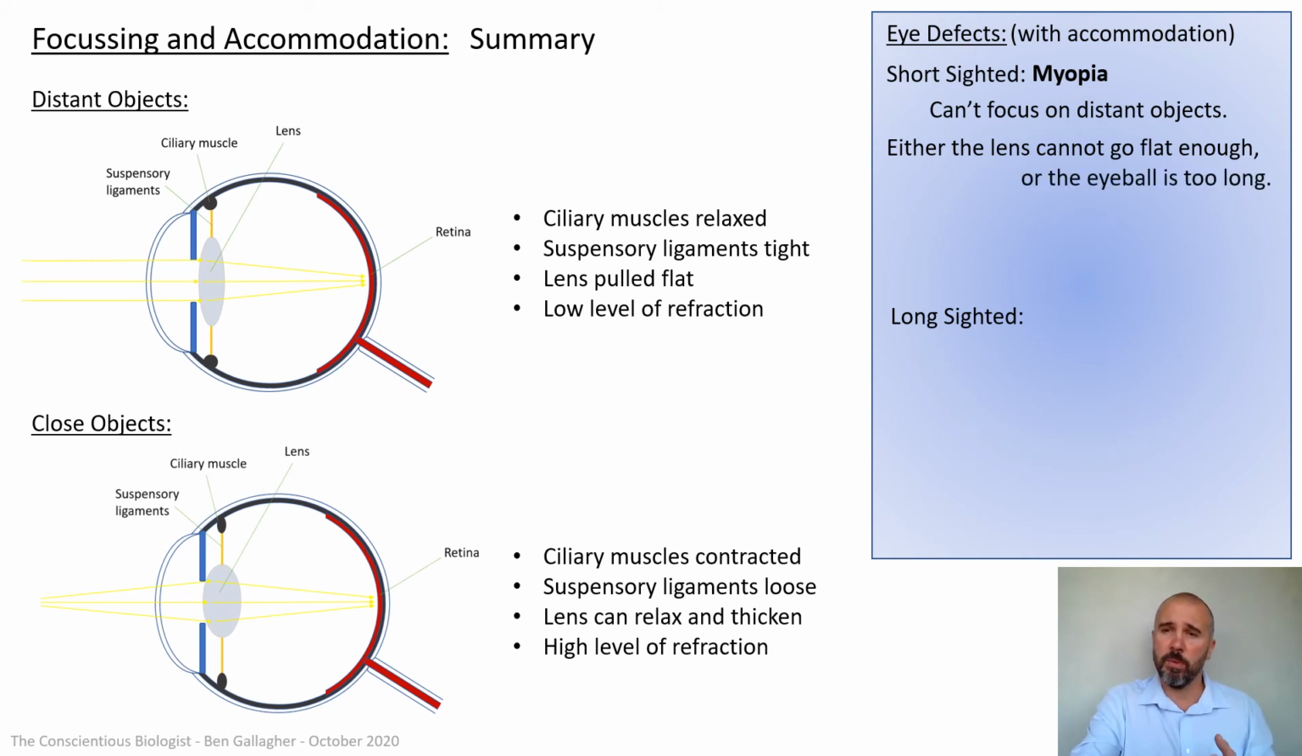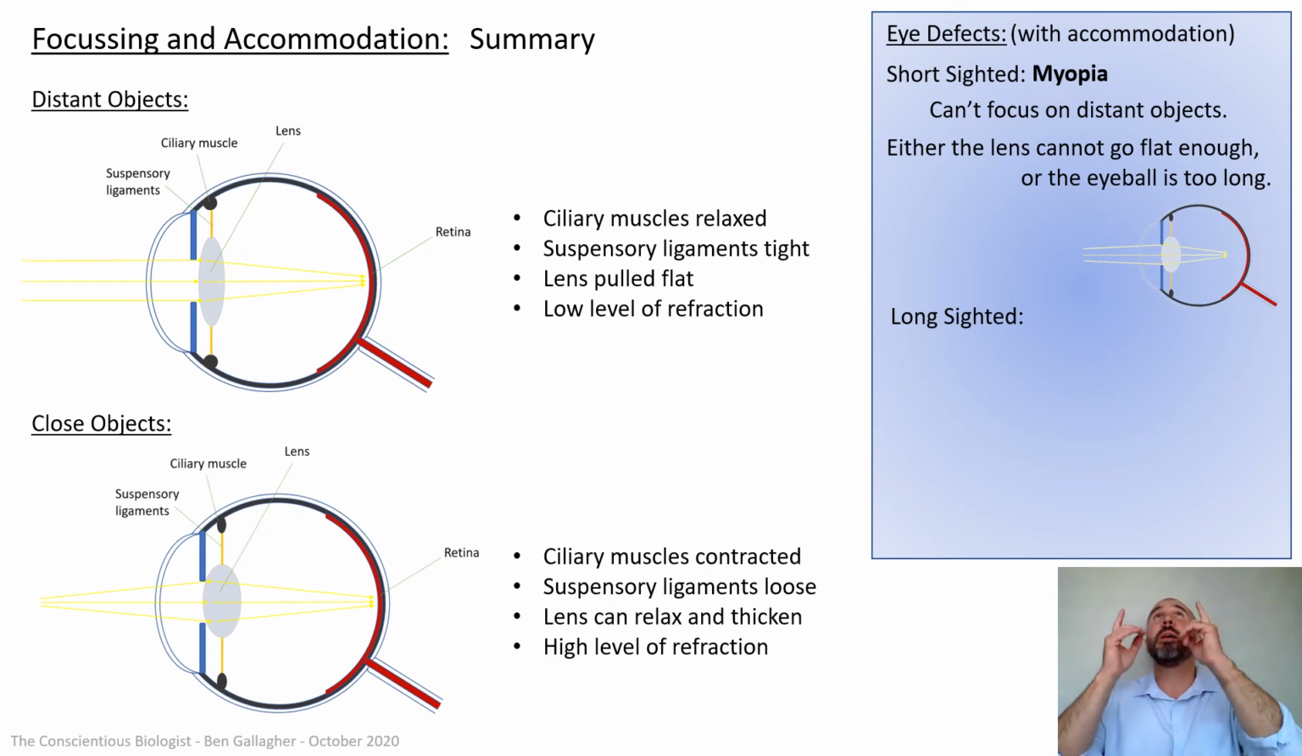Now, if there's a problem with your eyes that you can't do that, you can't get the lens flat enough, you're not going to focus the light correctly, or maybe your eyeball is just a bit too long, literally the shape of your eyeball is too long. So you are focusing on what should be the correct spot, but the retina is a bit further away in your eyeball. To put it more clearly, look at this diagram up here.